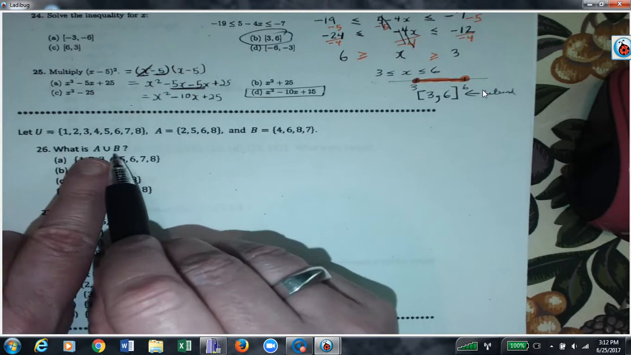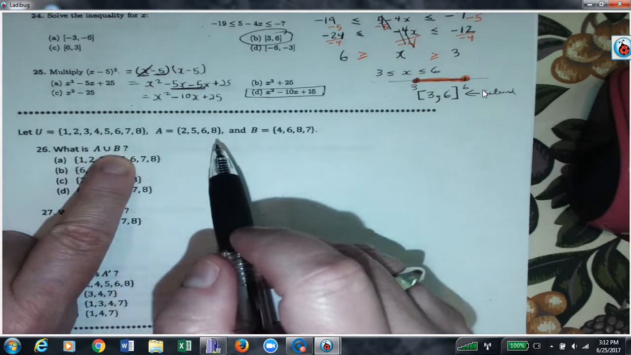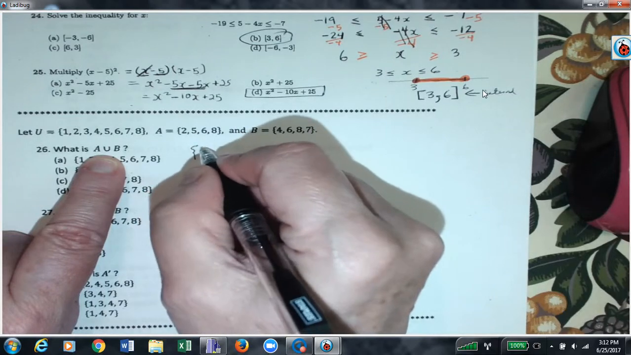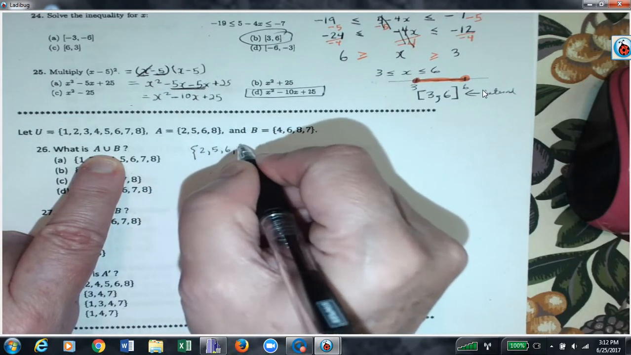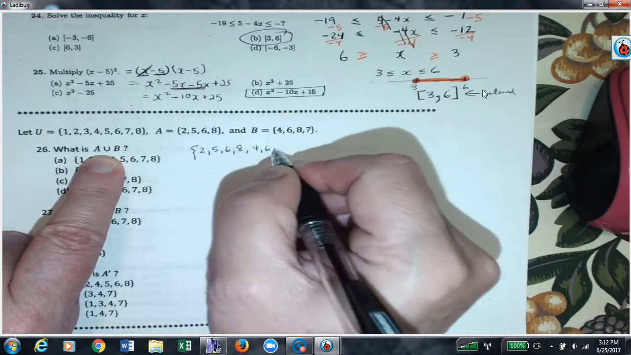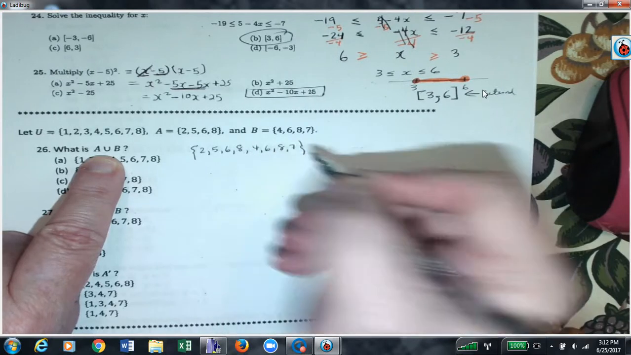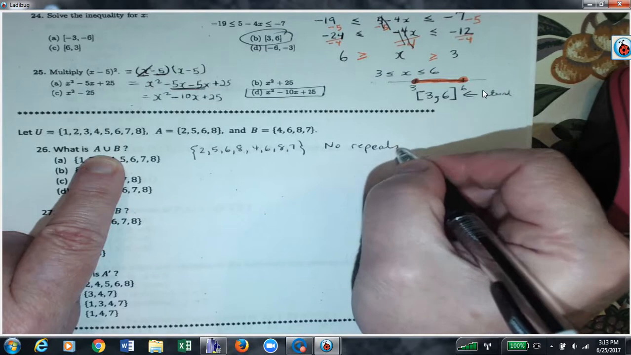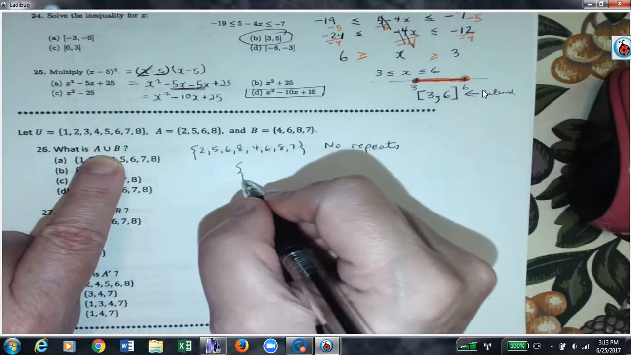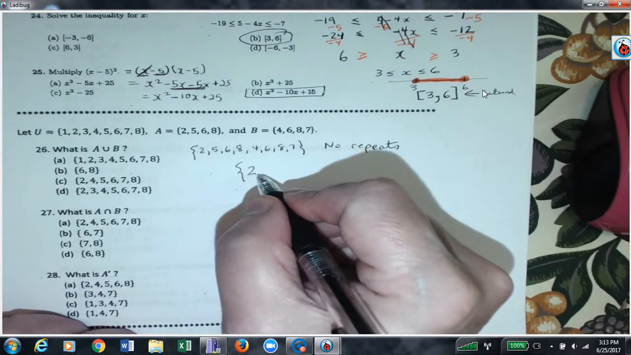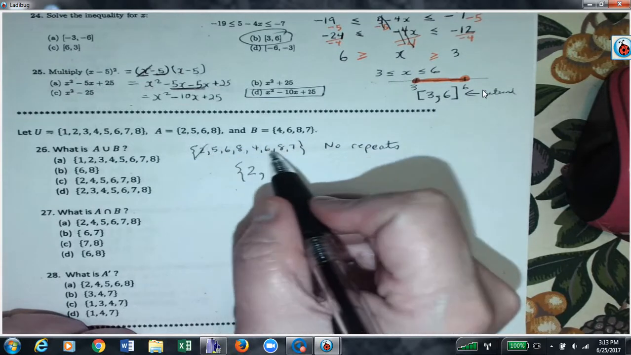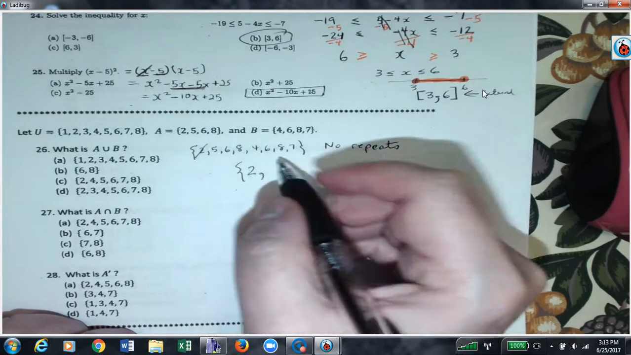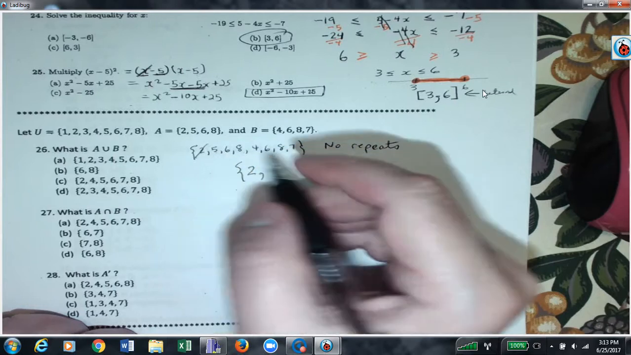Okay, now what is A in union with B? A in union with B is the big set made up of both of them. So just write down both of them. Now, set notation means you can have no repeats. So now what I have to do is just get rid of the repeats. So I have a 2. Is there a 2 anywhere else? Nope. And what comes next? A 5. I'll just go through it as it is, a 5.